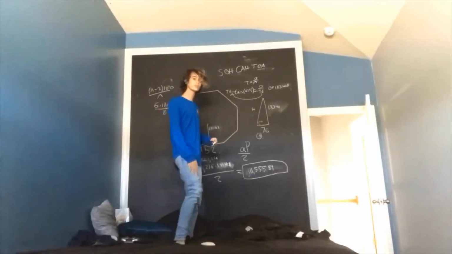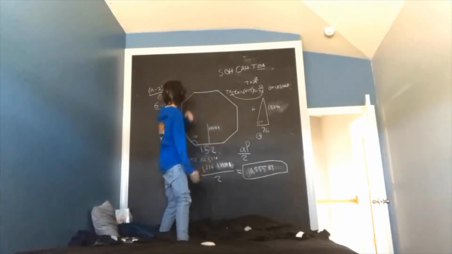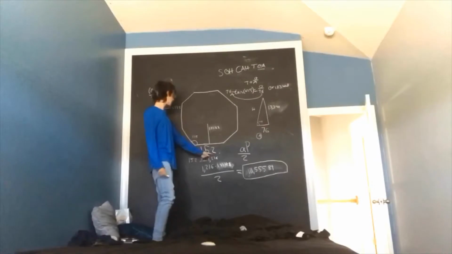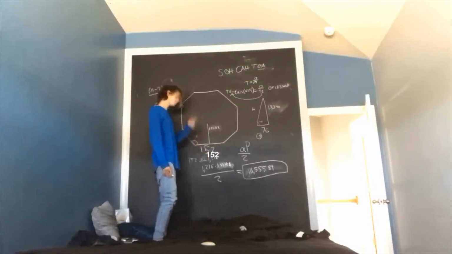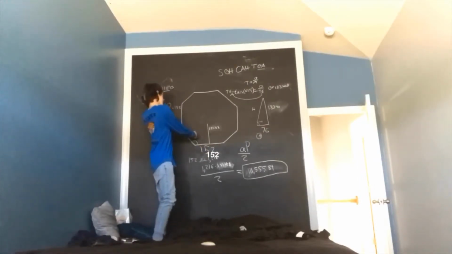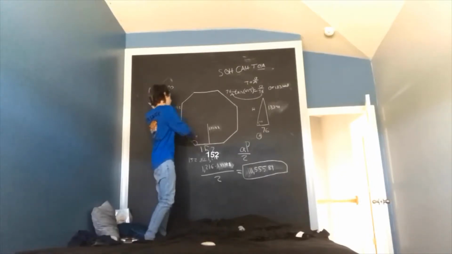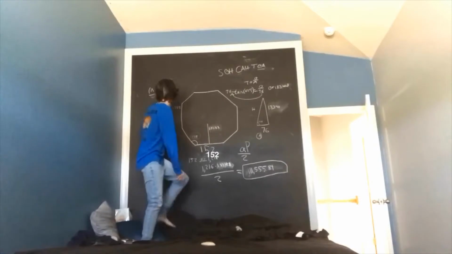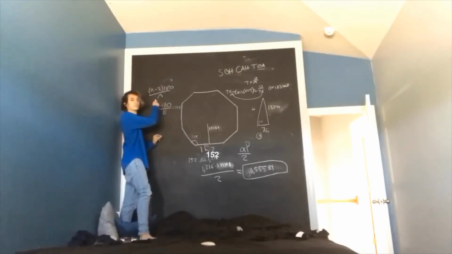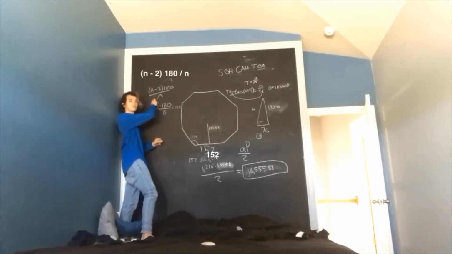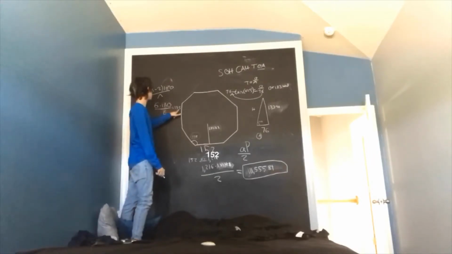So for this portion of the vid, I'm going to teach you how to find the area of regular polygons. In this polygon, it has an indicated side of 152. And the first thing I do is I find the interior angles. And it's super easy. All you have to do is n minus 2 times 180 divided by n, with n being the number of sides.